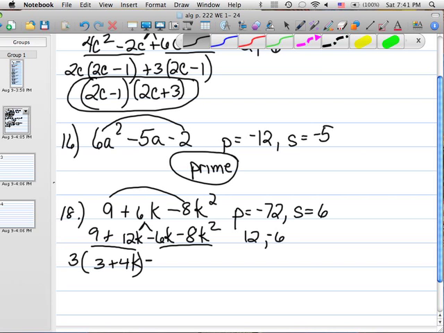Checking the signs, positive, positive, negative, negative. We need to take out a negative 2k, and that leaves us 3 plus 4k. You can check that that makes it negative 8k squared. So our factors are 3 plus 4k and 3 minus 2k.